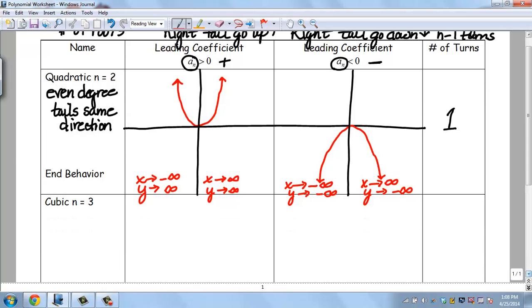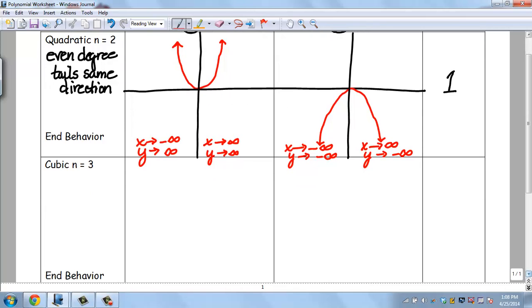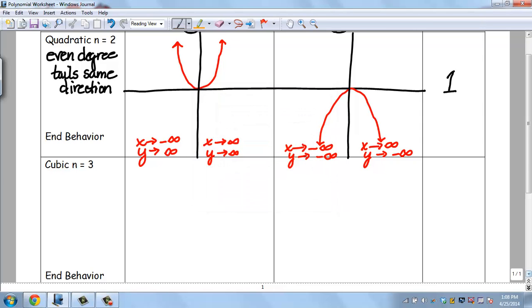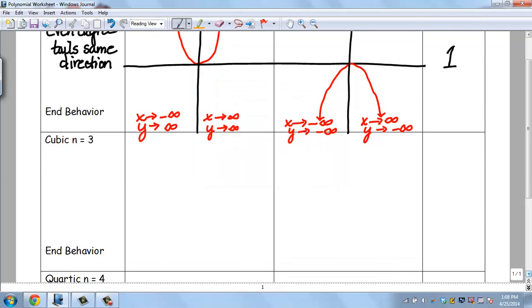Now that's just an example. It could look different. Let me go back to the black here so that we have the same thing. Now we're going to talk about a cubic. I have an odd degree because the power is odd. If I have an odd degree, my tails are going to be in the opposite direction.